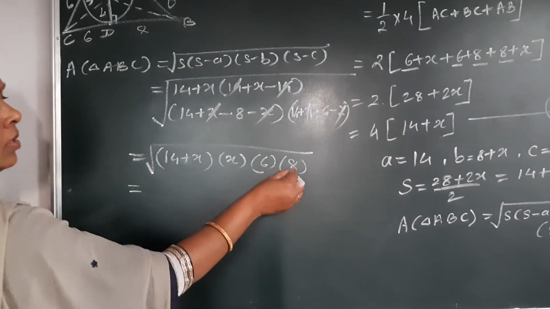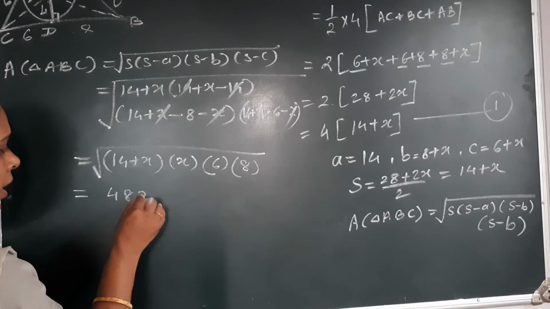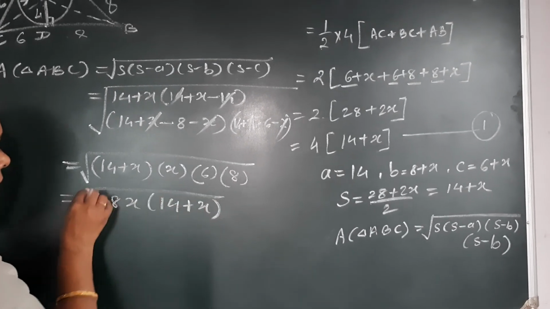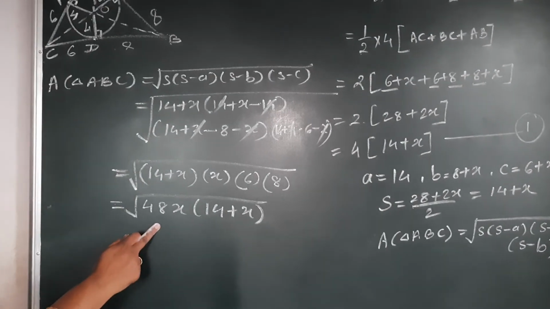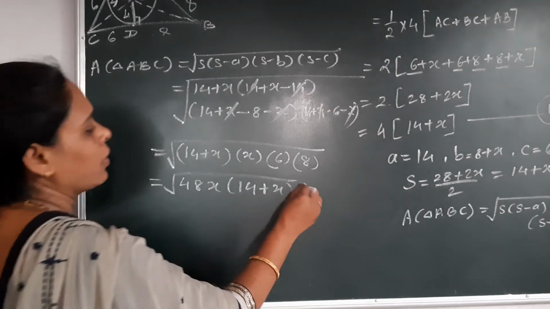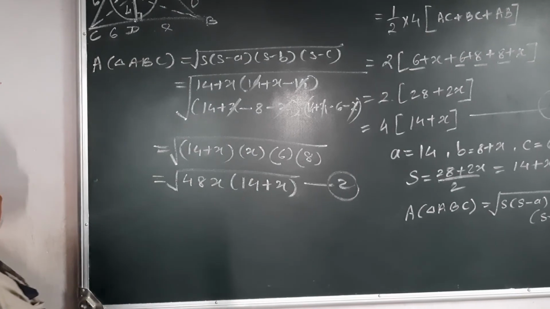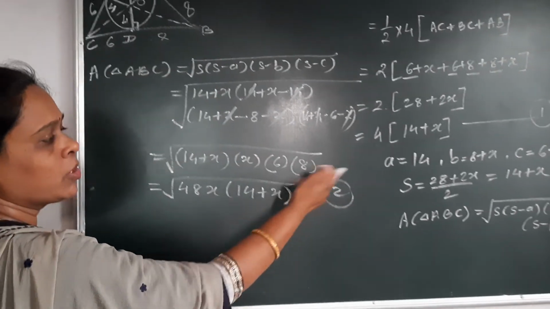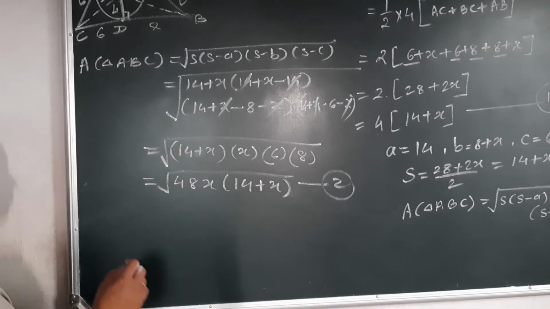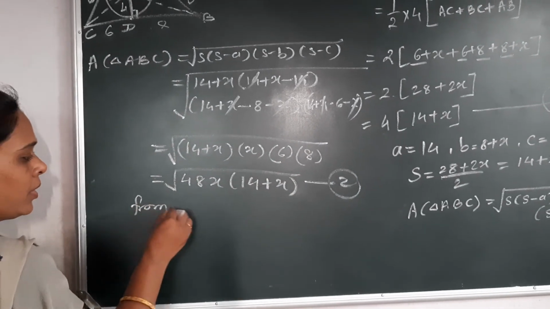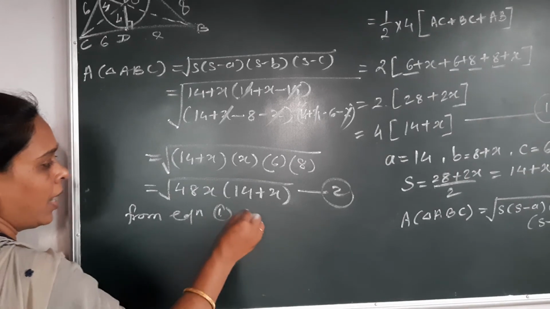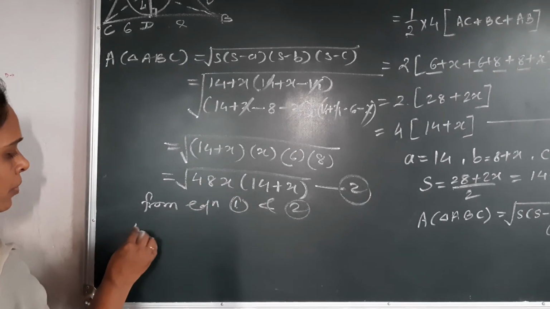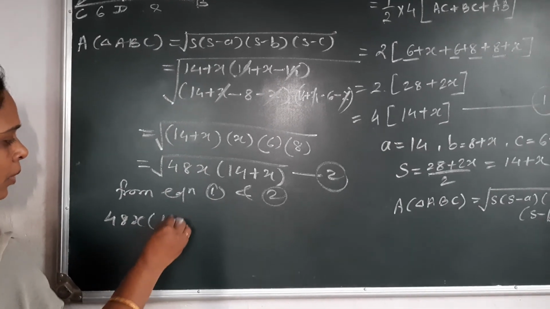Now here 6 fours are 48x into bracket 14 plus x. It is the area of triangle ABC by using Heron's formula. Give equation number 2. Now equation 1 is also the area of triangle, so from 1 and 2 you can compare both the values from equation 1 and 2.